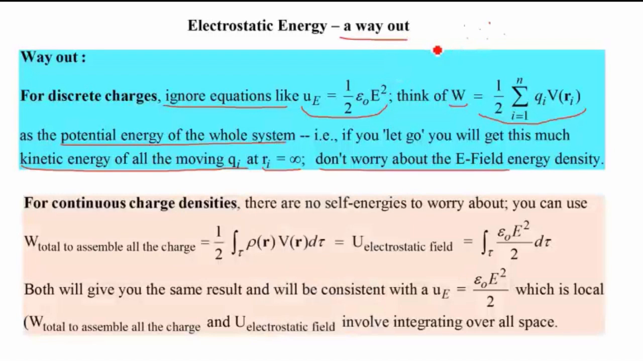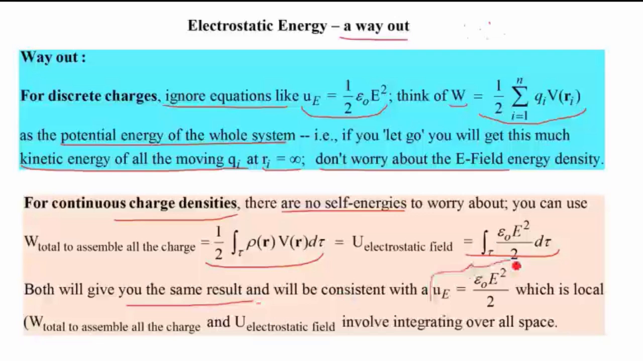On the other hand, if we have continuous charge densities, there are no self-energies to worry about, so we can write down that the work to assemble is equal to this. That's equal to U electrostatic, which is equal to this. So we use either one, we get the same answer. Both will give the same result and will be consistent with an E field energy density equal to this quantity here. Remember that this is a local quantity. It's evaluated at a point, so the energy density is at a point.